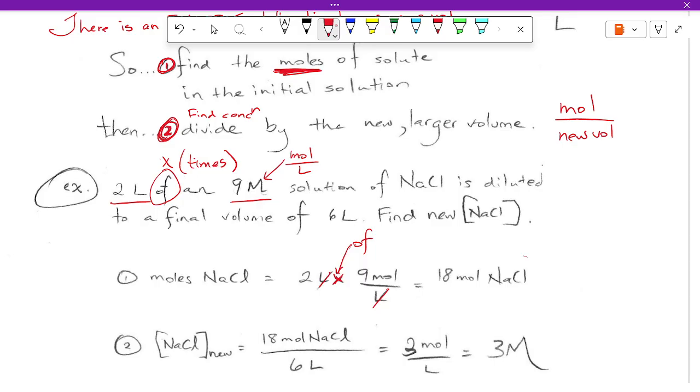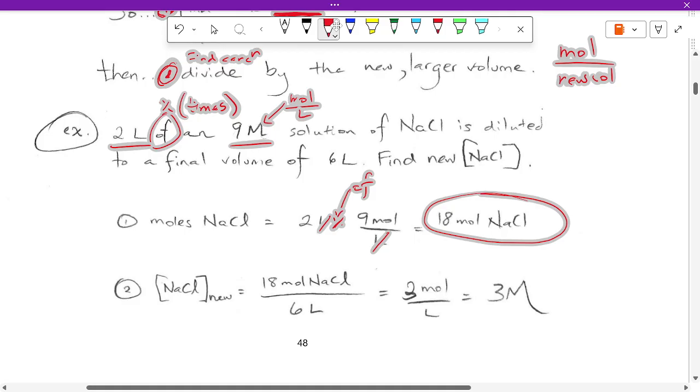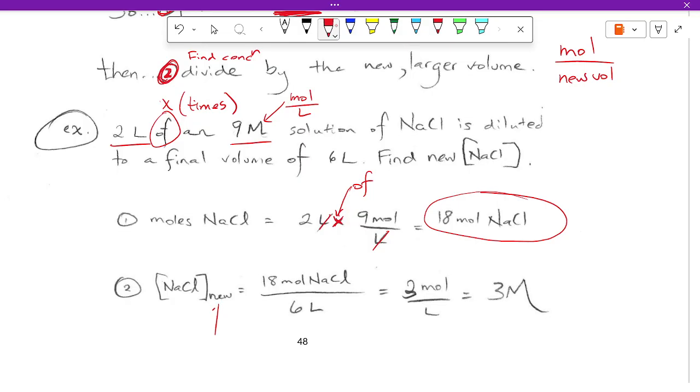So I have found my moles. Step 1, find my moles. Step 2, we want to find concentration. Concentration is always moles over liters, and we're wanting to find our new concentration. So we need to put our moles over our new volume to get our new concentration, and that's how we do it. Okay, so this is one way of solving a dilution problem, one particular type of dilution problem. We're going to do lots of different ways of solving the problems today.